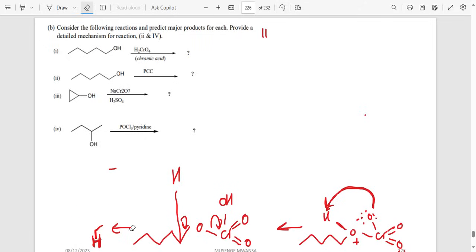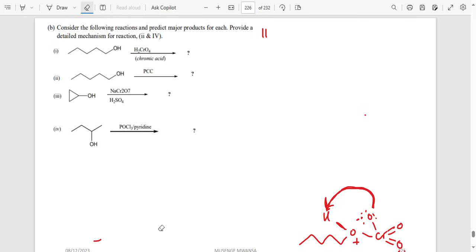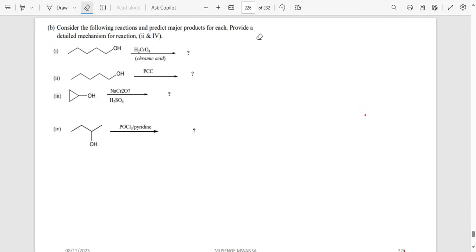Now for 3, I'll not show any mechanism, but just know that the oxidation, we already mentioned, the oxidation that happens by that reactant is the same as the oxidation using chromic acid. That's called Jones reagent. So can we predict what will be the product? Okay, so it is going to be a ketone because this is a secondary alcohol.